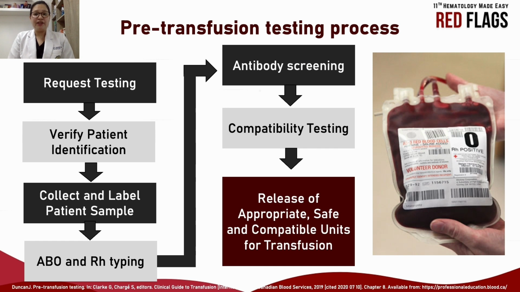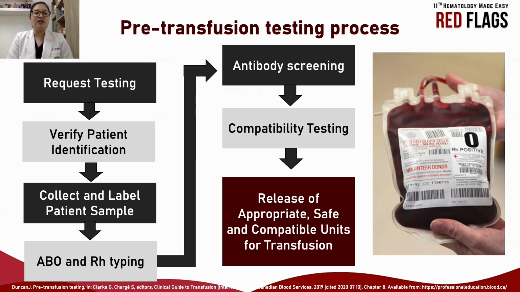The first step in pre-transfusion testing is the preparation of the test requisition. Requisition must include the patient's information, including full first and last name, unique identification number, and requested tests. Date, time, and dose of intended transfusion should be provided if available, along with any special requirements and clinical indication. Next step would be verifying patient identification.